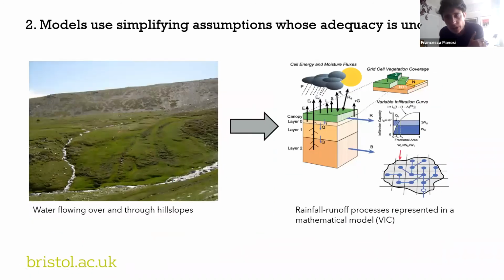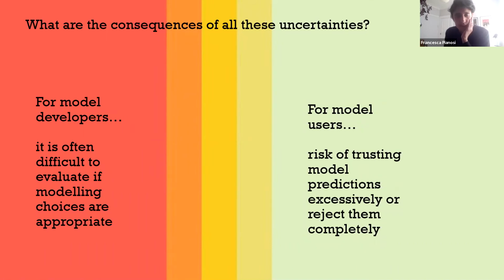The other reason why models are so wrong is that unavoidably we have to make a number of simplifying assumptions. And this is the nature of the business. There is nothing we can do about it. Obviously, a model cannot be and should not be a one-to-one representation of the real system. But then the question is, how do we evaluate what is the appropriate level of simplification? And because of these problems I was talking about with the data that we use to assess this adequacy, the question becomes tricky. And so, what are the consequences of all these uncertainties?